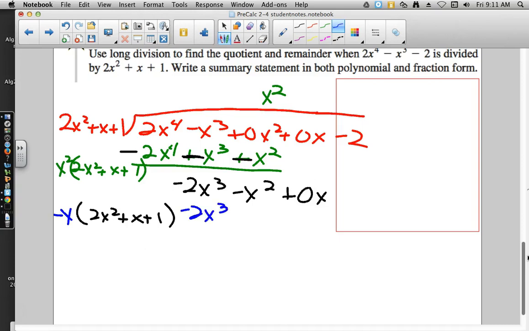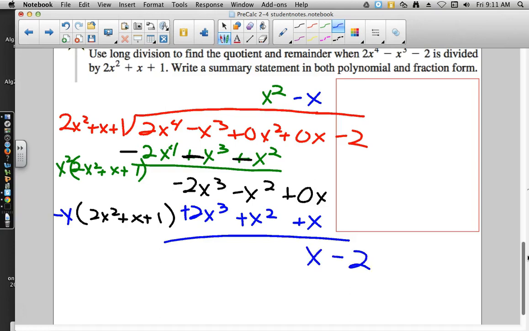So negative x times x, negative x squared. Negative x times 1, negative x. It's working. So I'm going to put my little minus x in here. And then change the signs and add. So negative 2x plus 2x cubed, gone. Negative x squared plus x squared, gone. 0x plus x is x. Bring down the negative 2.